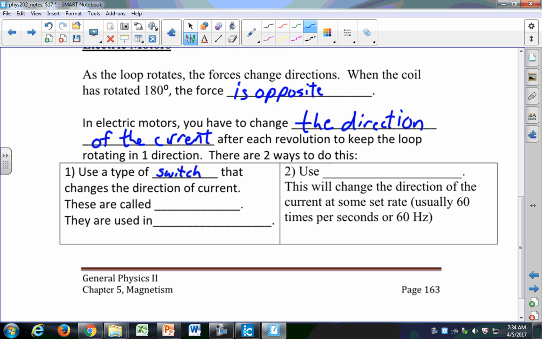In electric motors, these are called brushes. So you might have heard somebody rebuilding an electric motor, they have to replace the brushes. That's what those do, is they switch the direction of the current. And they're used in direct current motors.